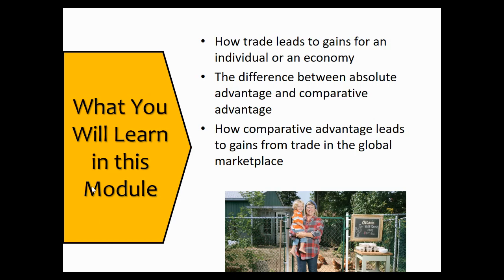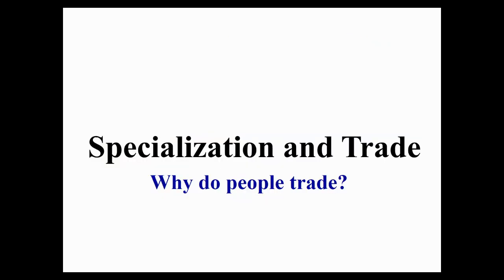So we have to look at whether a firm has absolute or comparative advantage. We're going to learn the difference between absolute and comparative advantage, and then we're going to look at how comparative advantage leads to trade. We're going to do all that in this video. So we want to specialize in trade.